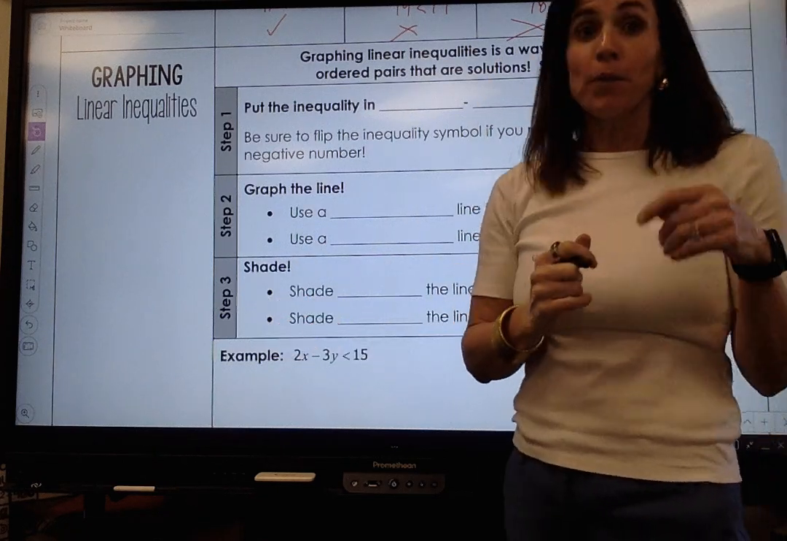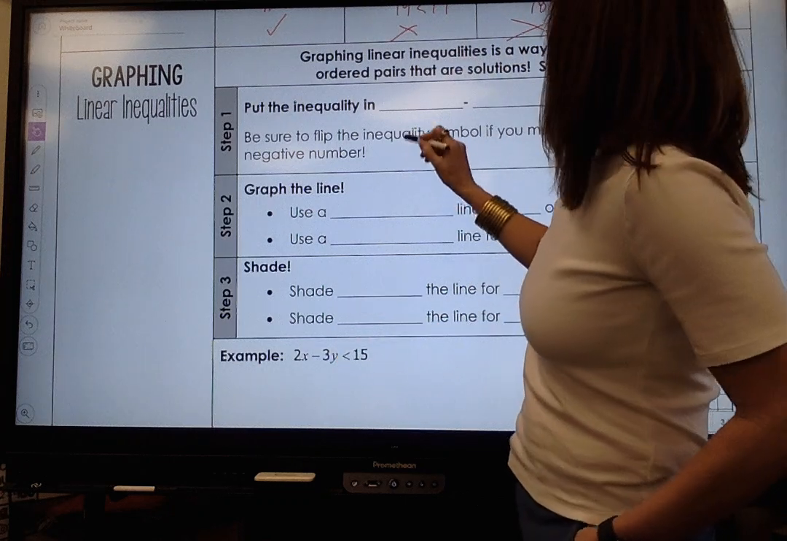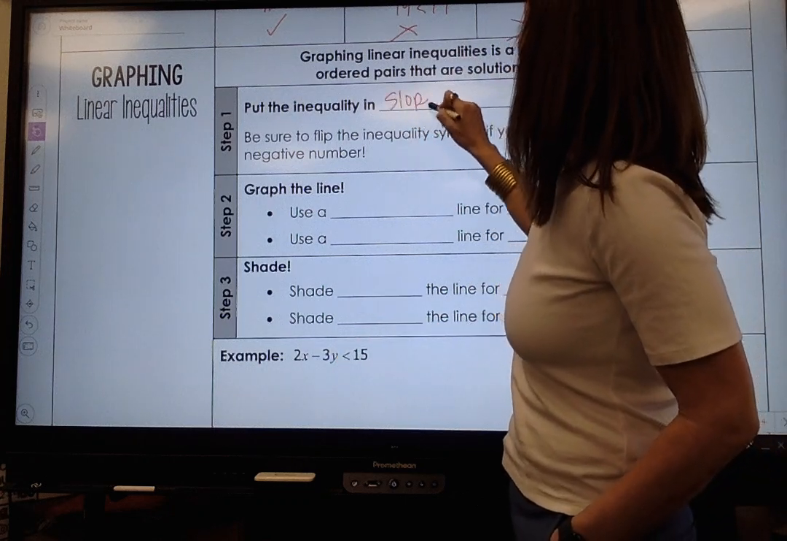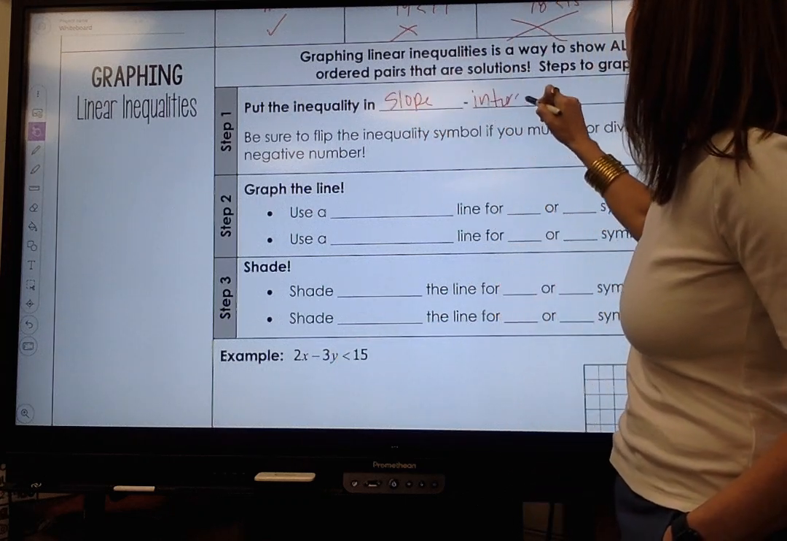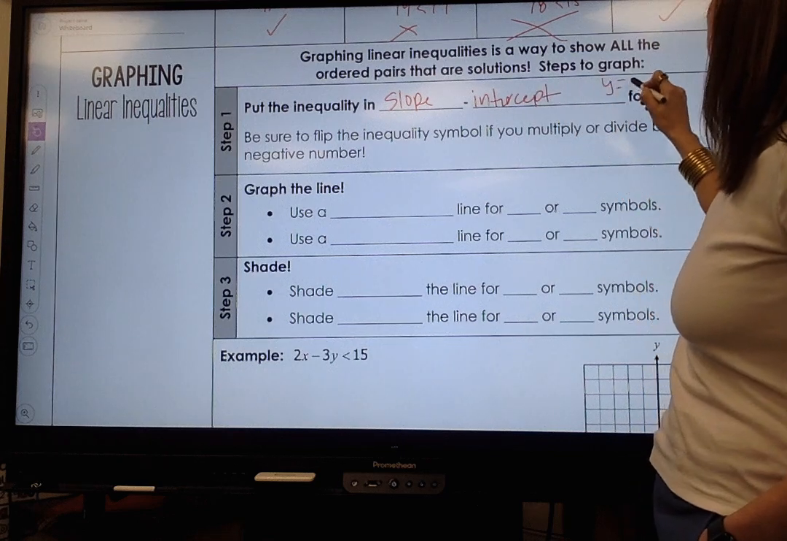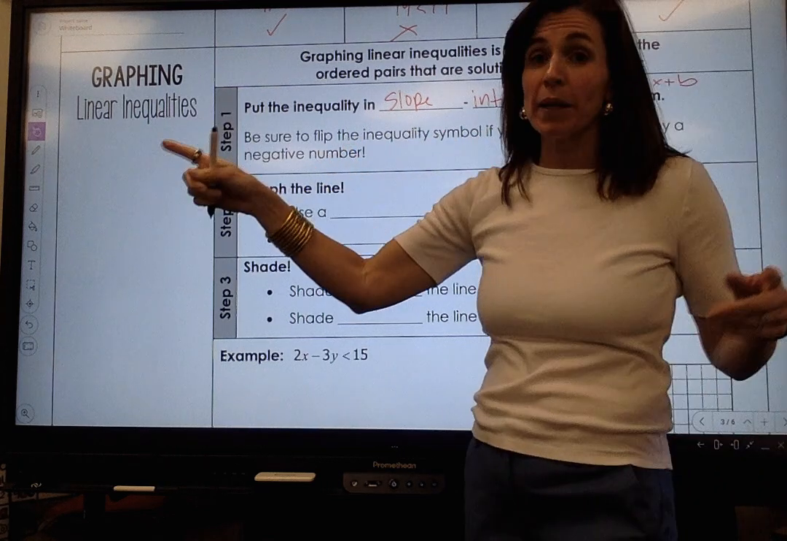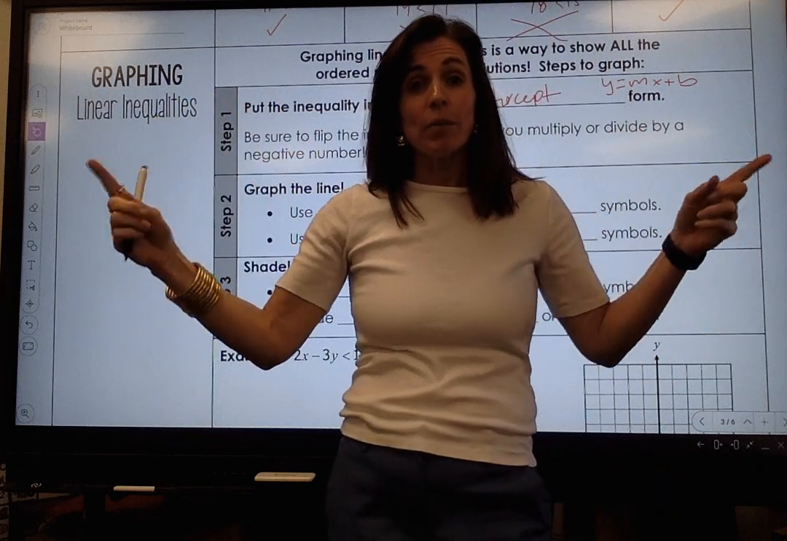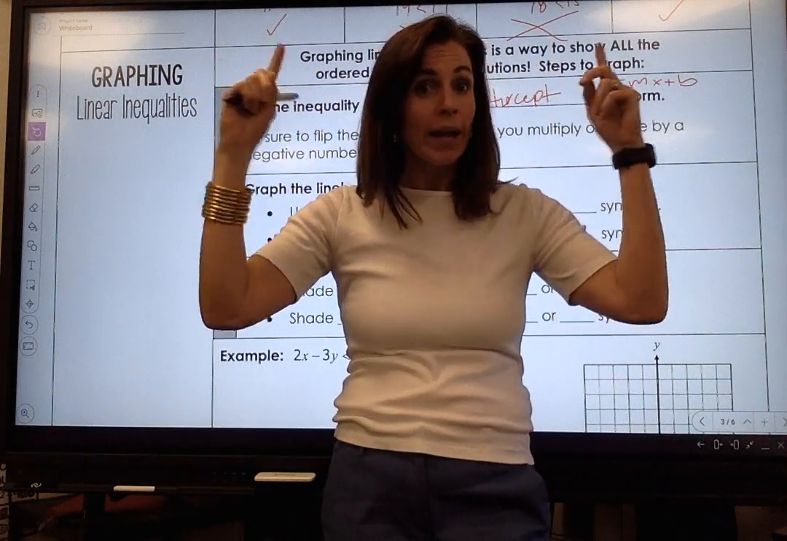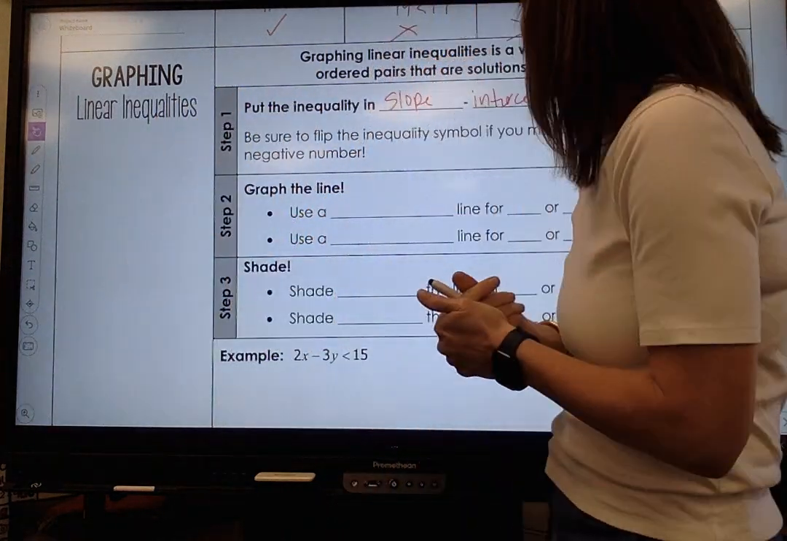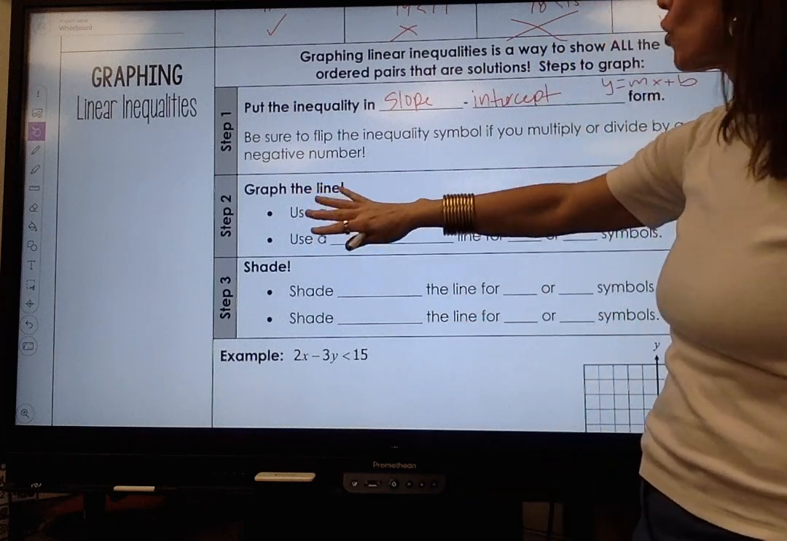Well, first you're going to put it in y equals mx plus b form. So you're going to put it in slope-intercept form, y equals mx plus b. Now, remember when you flip the inequality. Anytime you multiply or divide both sides by a negative, you've got to tell your brain, I flip my sign. Step 2 is we're going to graph the line.